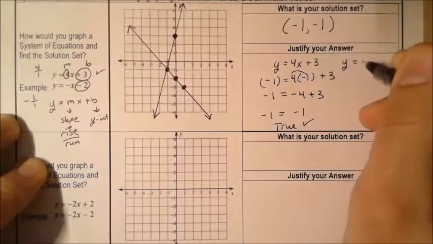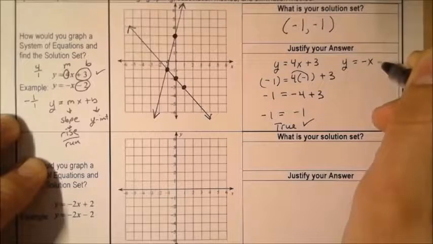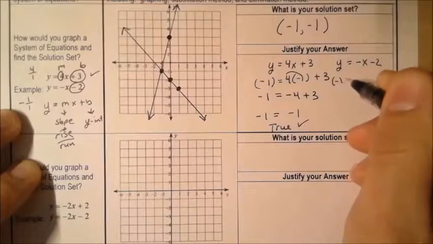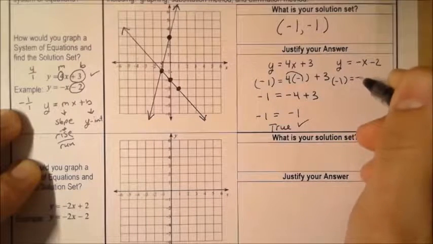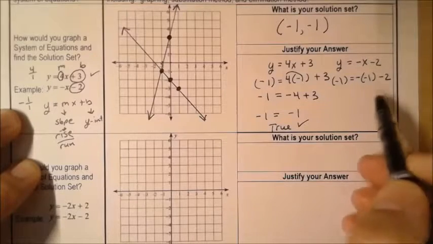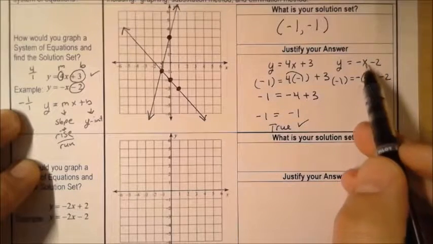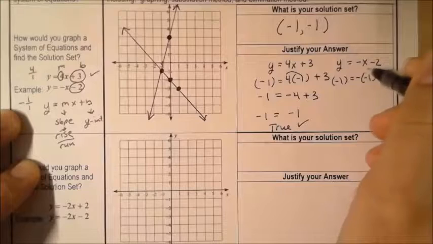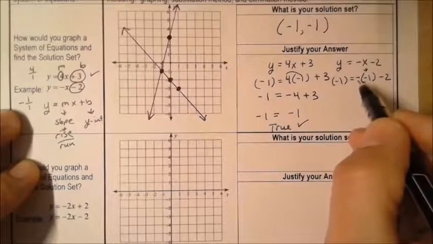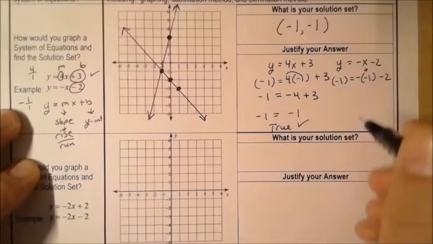So y equals negative x minus 2. So we'll see what we get here. I'm going to plug in my negative 1 for y, and then minus negative 1 for x. Notice that whenever you substitute for a variable, you always want to put them in parentheses, because if you didn't put this in parentheses, you might forget to distribute that negative sign. So let's take a look at what we got.